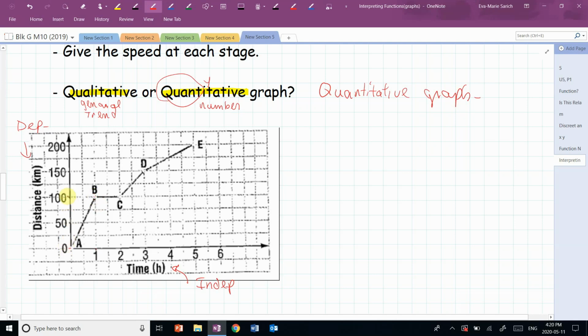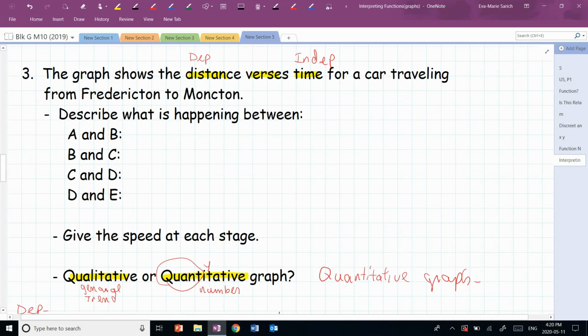And then we end up actually going up from 0 to 100 kilometers. So from A to B, the car travels 1 hour and 100 kilometers. Now to figure out the speed, we just take the kilometers and divide it by the hours. So 100 kilometers divided by 1 hour is going to equal 100 kilometers per hour.